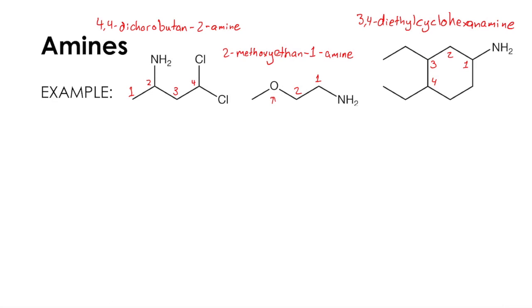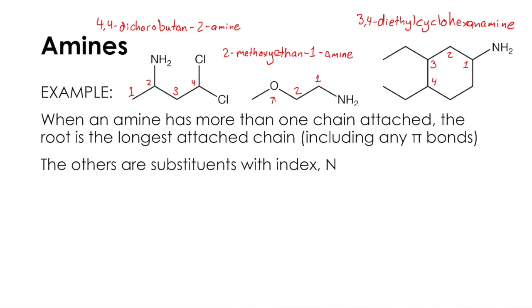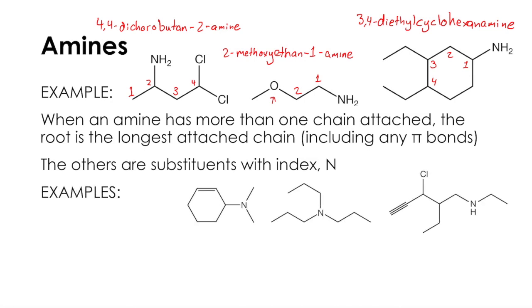So let's talk a little more about how we name amines. When an amine has more than one chain attached, meaning that instead of an NH2, now you have other carbon groups attached at the nitrogen, you're looking for the longest chain attached to that nitrogen. And so any other group attached to the nitrogen is considered a substituent. And the location of that substituent is said to be on index N. So it'll help to do some examples of that. So let's try with this first one here. So in this case, the longest chain attached at the nitrogen is the ring, going this way.